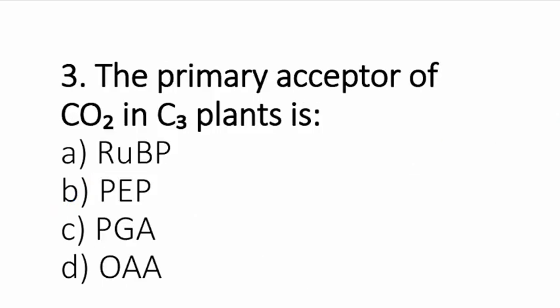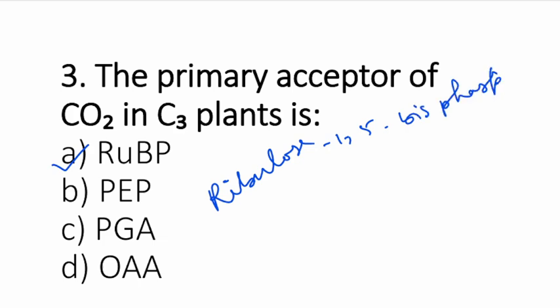Question 3 says, the primary acceptor of CO2 in C3 plant is, option A is RuBP, option B is PEP, option C is PGA, option D is oxaloacetic acid or OAA. So the primary carbon dioxide acceptor molecule in C3 plant is RuBP, ribulose 1,5 bisphosphate. Ribulose 1,5 bisphosphate is the primary CO2 acceptor molecule in C3 plants.